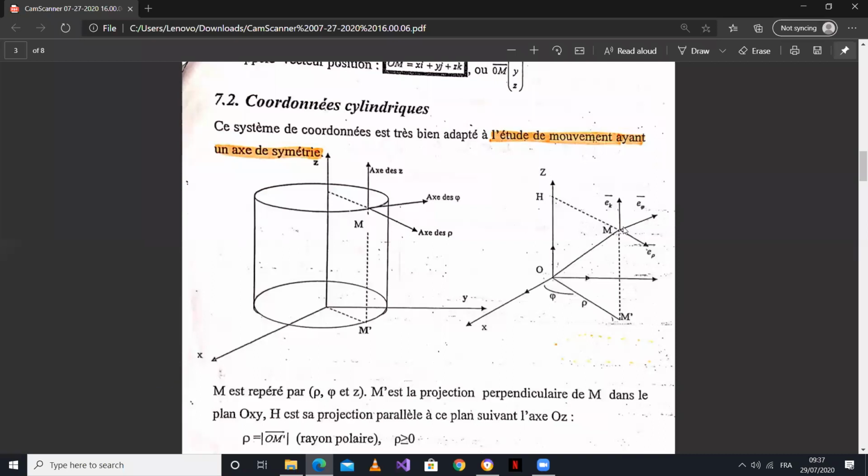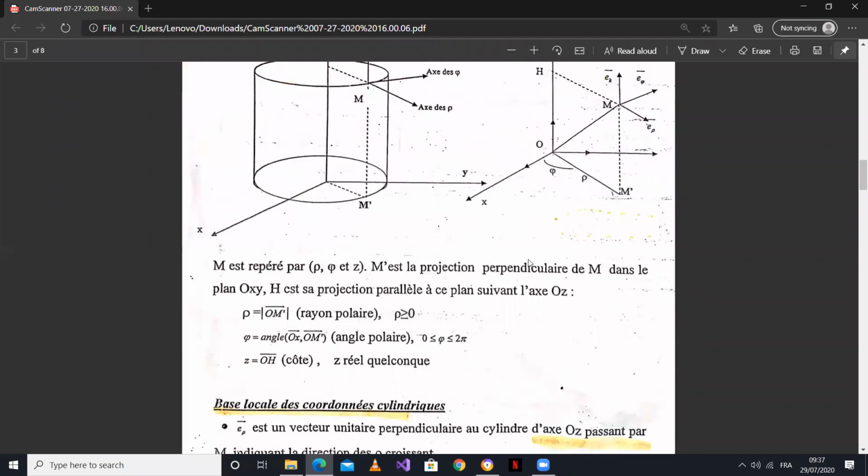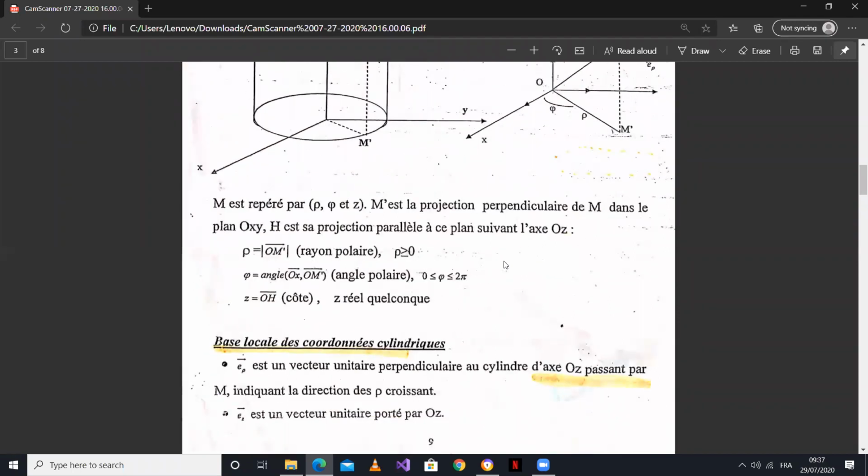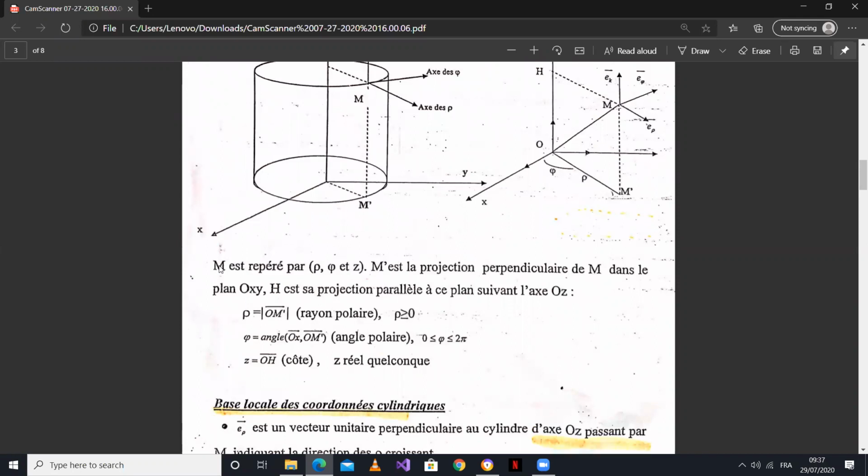And we can study the movement of a point in 3 dimensions, because both the horizontal and the vertical planes are put into consideration. So we have our point there, M, and its movements. So we can look at vector position. Okay, not yet. So we can say M est repéré par rho, phi et z.